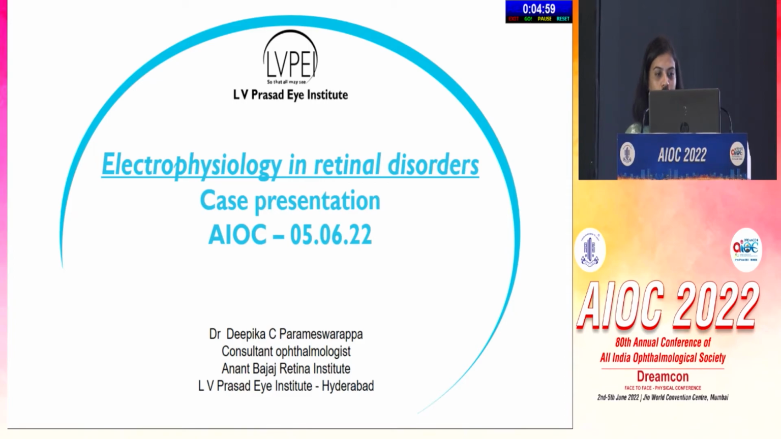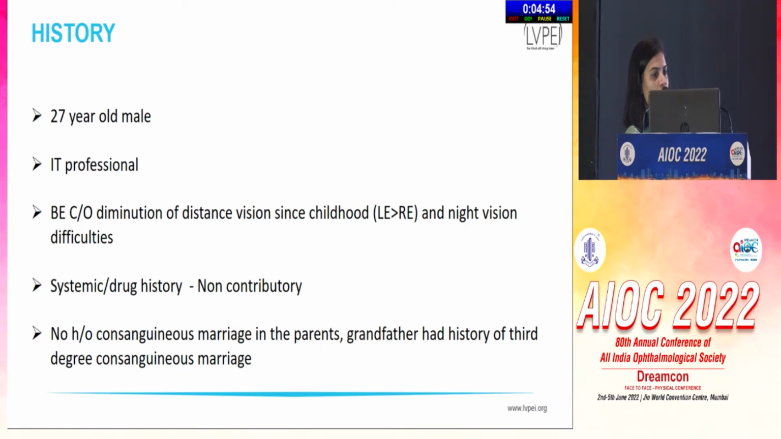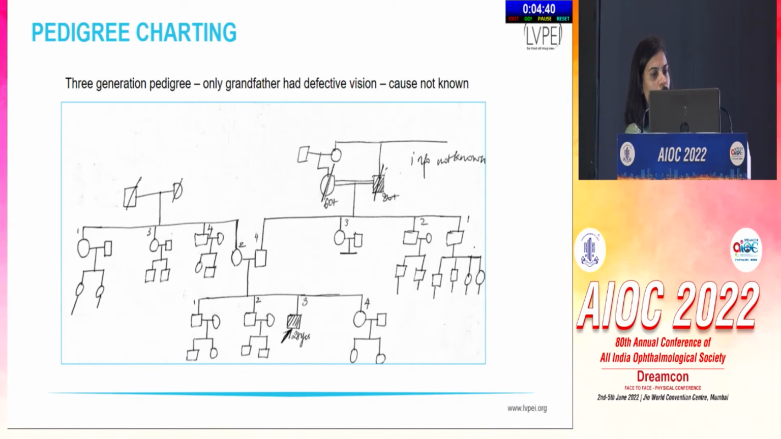Thank you, Dr. Puna. Quickly, I'll just go towards the case. My patient is a 27-year-old male, IT professional, presented with diminution of distance vision since childhood. It is progressive and also with night vision difficulties. There was no other contributory history. There was no history of consanguineous marriage as well. The 3-generation pedigree showed that only the grandfather had some defective vision, but the cause was not evaluated, and the grandfather had a history of consanguineous marriage.